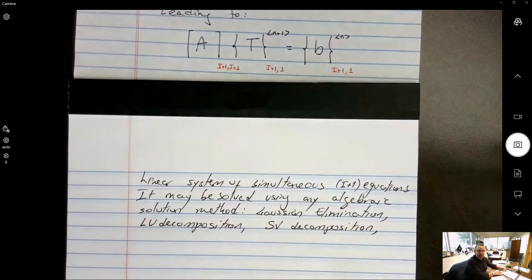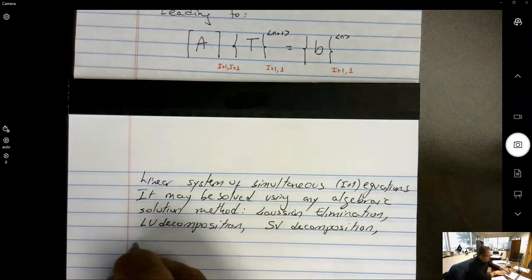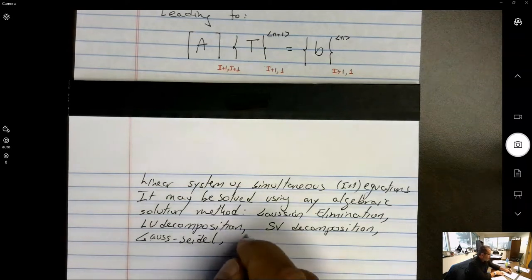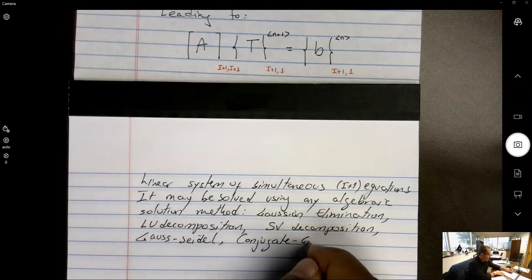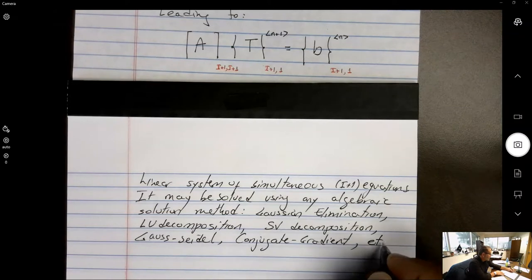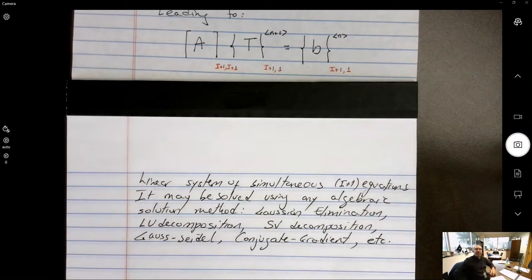You can ask MathCAD or MATLAB to solve the system for you. That's pretty easy to do. You can also use iterative techniques like Gauss-Seidel or conjugate gradient or GMRES, all kinds of different methods of solving square systems of equations, linear systems of equations.